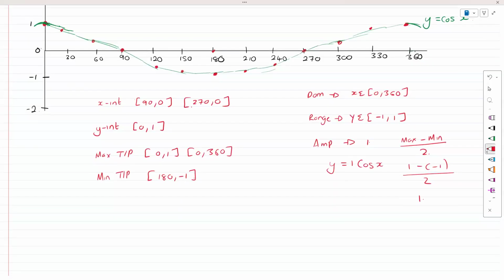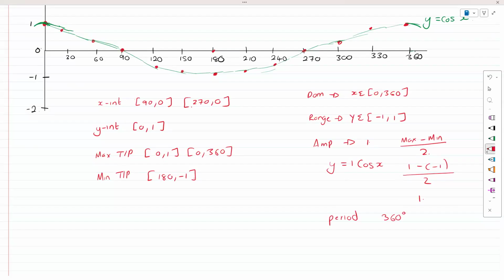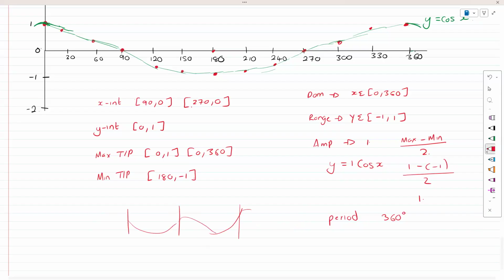The period of the graph: please understand that normal cos graphs have a period of 360 degrees. So we need to remember that the graph needs to complete like this. This is a full graph. Sometimes on one Cartesian plane you might see this. Cos graphs in general look like that, so if you see something like this, most likely this is more than one graph. Maybe this is 2 graphs, or maybe it's 3 graphs.